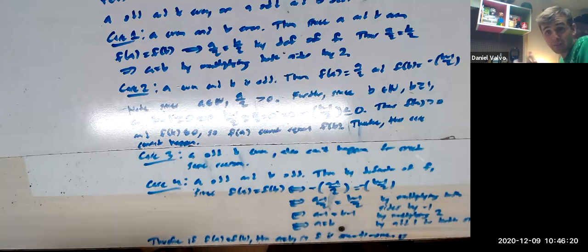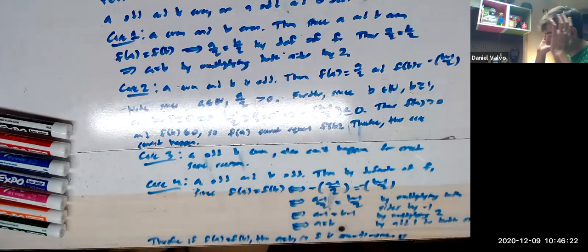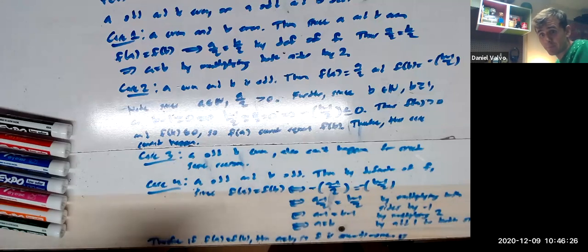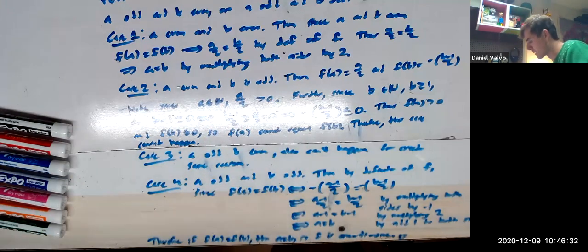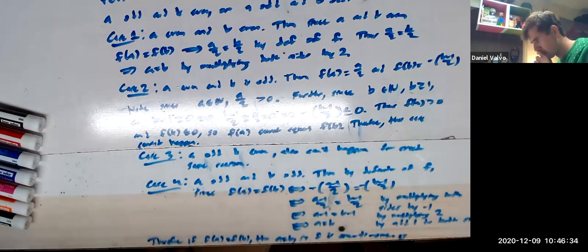So f is 1-to-1 by definition. Here we go. f's got to be 1-to-1, because if you have any two elements that map to the same output, those two elements had to be the same. So it can't be different. There's no two different elements that map to the same thing. So this is why f is 1-to-1.